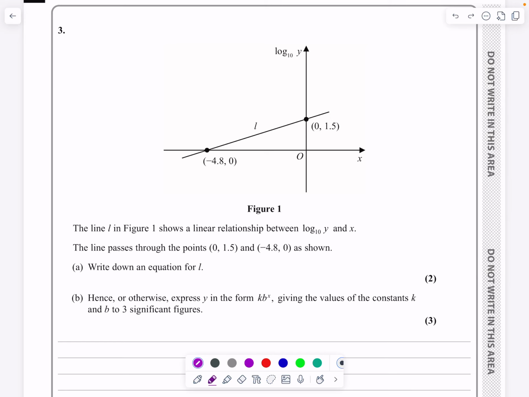Okay, this is the P3 paper from January 2023. It's question number 3, and it's an exponentials and logs question, and in particular, the logs and nonlinear data question. Let's have a look at it then.